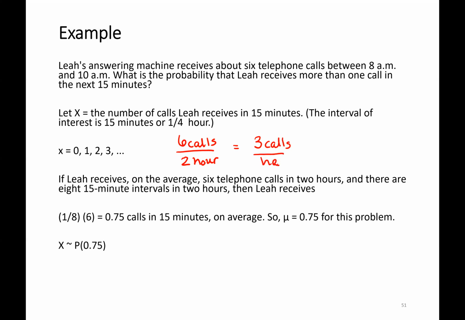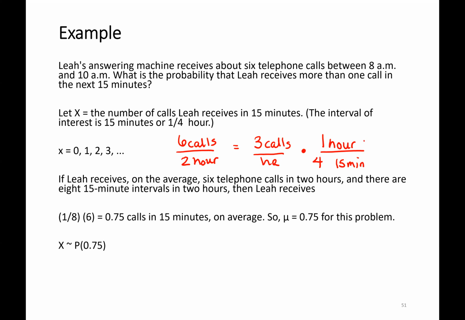And I know in 1 hour, there are 4 15-minute periods. 1 hour is 60 minutes. That's 4 15-minute periods. So just using a little unit analysis, in 1 hour, there are 4 15-minute periods.